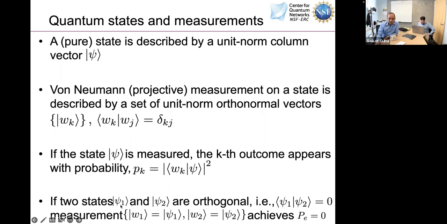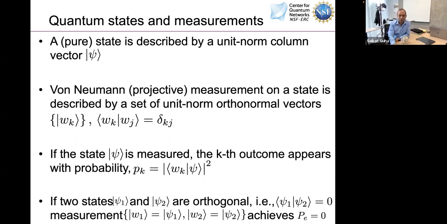So if two states psi1 and psi2 are orthogonal already, I can choose my measurement vectors W1 and W2 to be equal to psi1 and psi2, right? Because they will be orthogonal. So that's my condition for a one-dimensional projective measurement. And it will achieve a probability of error of 0. Why so? Because if psi1 is the state that I have been given, the probability that I will get outcome 1 is 1, and the probability that I get outcome 2 is 0. So I will never make an error. Conversely, if two states are not orthogonal, then I cannot find a receiver, a measurement, that can tell them apart with probability of error of 0.